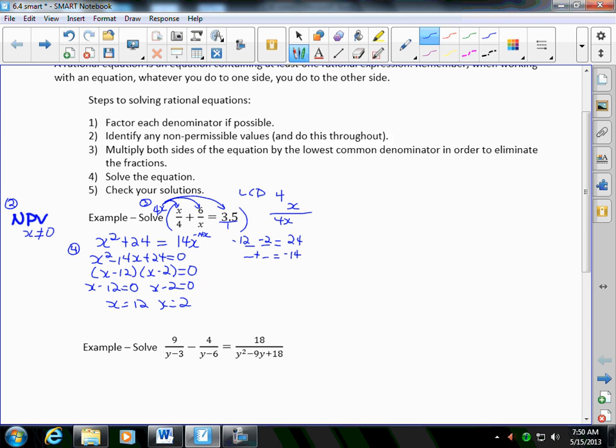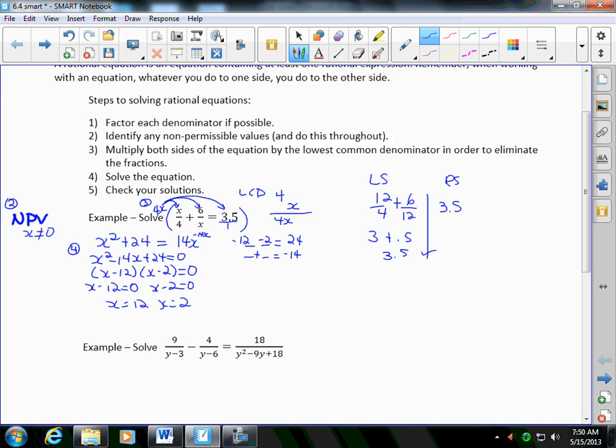And then you do a check of your solution to make sure it's not extraneous. So I do my left side. I'm going to do this over here. My left side of the equation was 12 over 4 plus 6 over 12, and my right side was 3.5. So 12 over 4 is 3. 6 over 12 is 0.5. So this is 3.5, so that works.